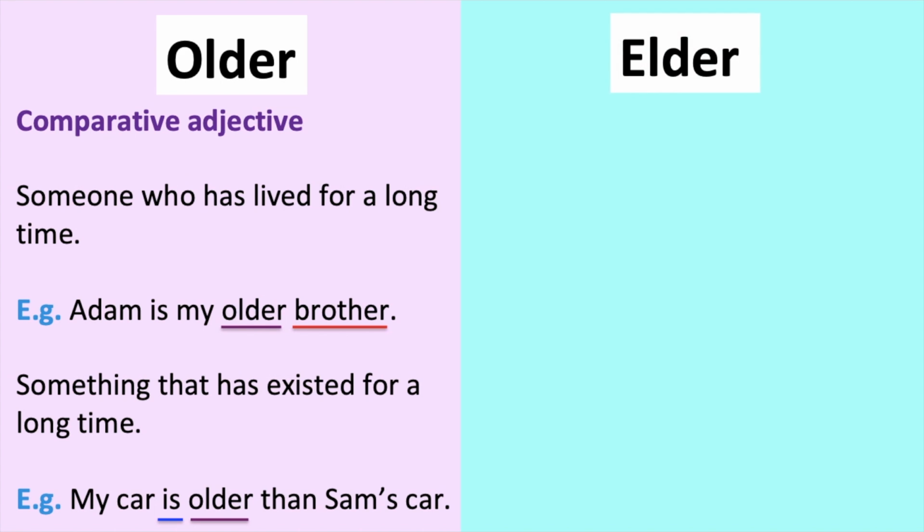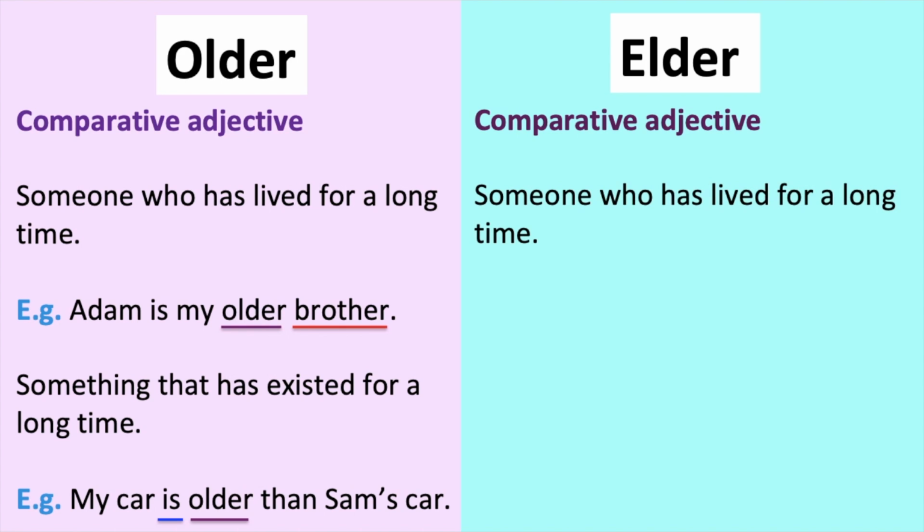Elder. Elder is also a comparative adjective. However, we only use it when referring to a person, usually a family member. Again, it describes someone who has lived for a long time. For example, Adam is my elder brother. As you can see in the sentence, elder comes directly before the noun. Therefore, it's called an attributive adjective.